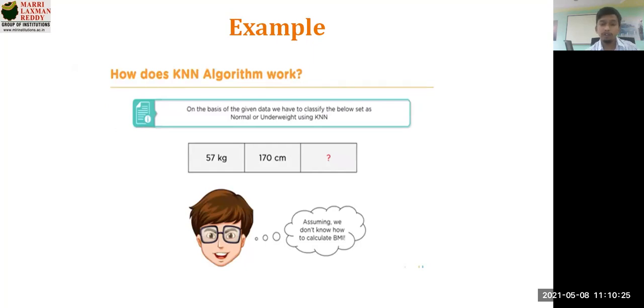So we are assuming that we don't know how to calculate the body mass index (BMI) value, and we want to make a decision for this given input. So how should I make this decision?